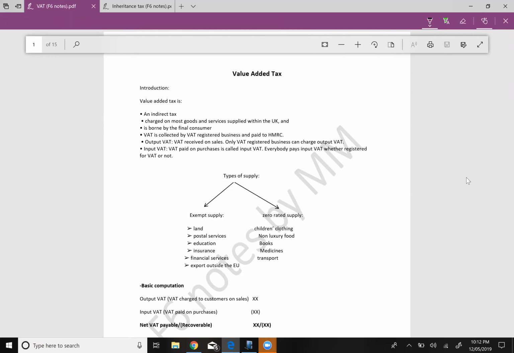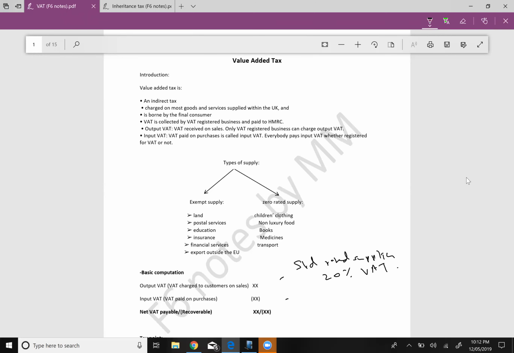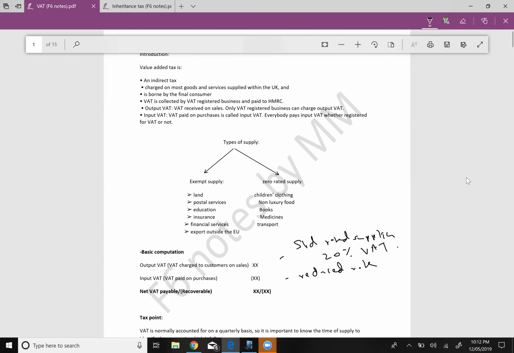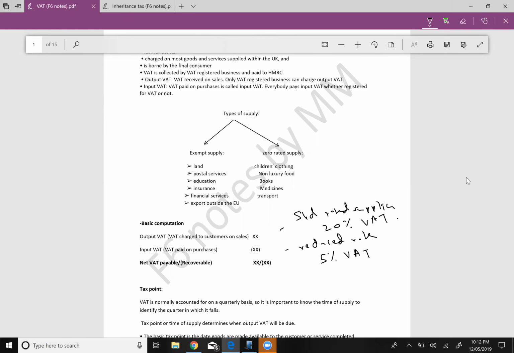Now, in VAT, we have a few types of supplies. One is standard rated supply. On standard rated supplies, you have to pay 20% VAT. Now some are reduced rated supplies. On reduced rated supplies, you have to pay 5% VAT. While some are exempt supplies. On exempt supplies, you will pay no VAT.